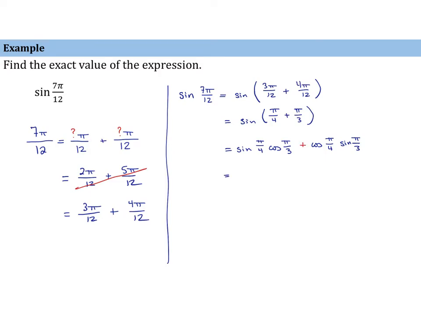And sine of pi over 4 is root 2 over 2. Cosine of pi over 3 is 1/2, plus cosine of pi over 4 is root 2 over 2, and sine of pi over 3 is root 3 over 2. So we have the square root of 2 over 4 plus the square root of 6 over 4. These have a common denominator, so we can go ahead and add, and we have the square root of 2 plus the square root of 6 all over 4.